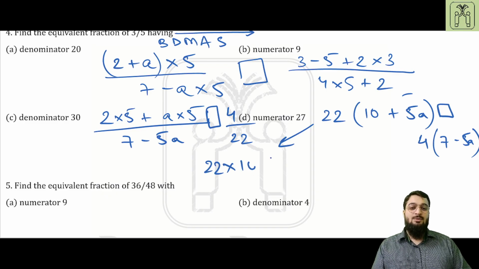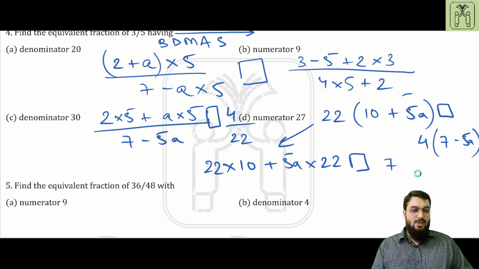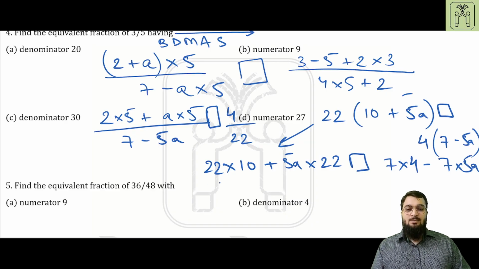Okay. So now after opening the bracket, 22, I said that when we open the bracket, we multiply or divide any addition or subtraction individually, without any partiality. So 22 into 10 plus 5A into 22. Then box, and then 7 into 4 will be 28, and then minus 7 into 5A. Okay, now we'll make it much more simpler.